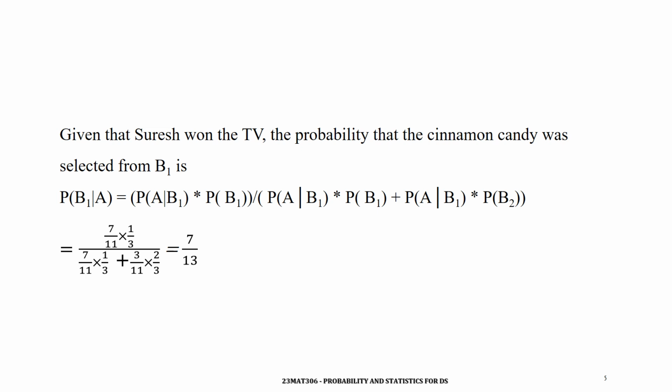So now we calculate something important. We want to find the probability that the candy is from box 1 given that it is cinnamon. So this is called conditional probability. We use Bayes' theorem to solve this. So the probability of B1 given A is equal to 7 by 13. We have calculated it from the formula.